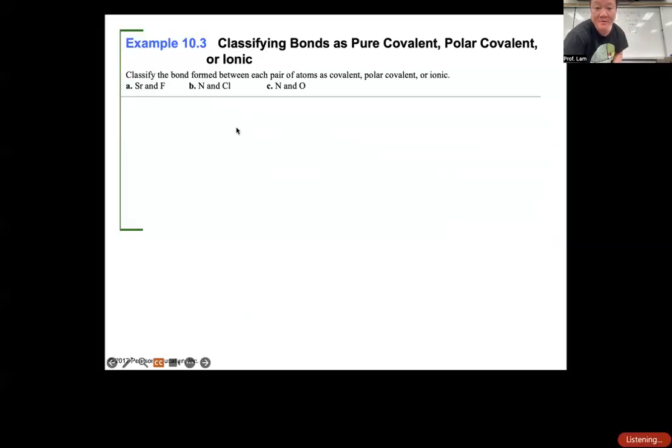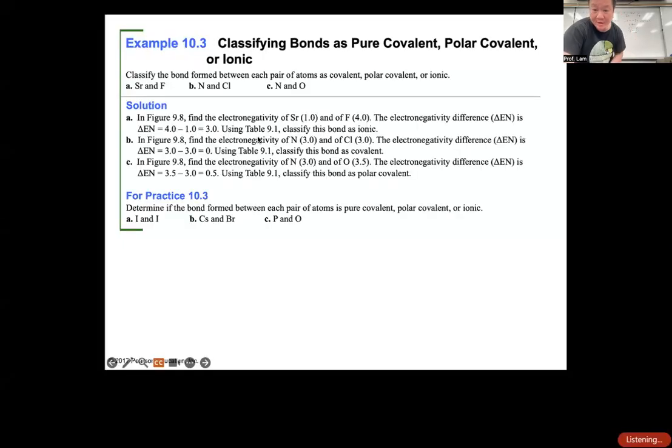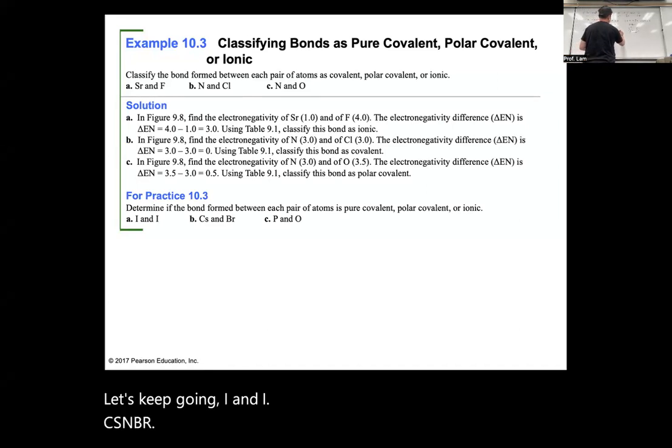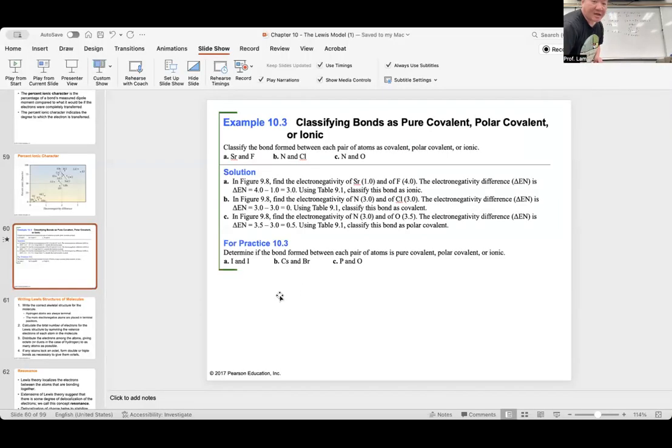Here we go. Let's keep going: I and I, Cs and Br, and P and O. I and I is obvious. It's the same atom, so delta EN is going to be 0. That's going to be non-polar.